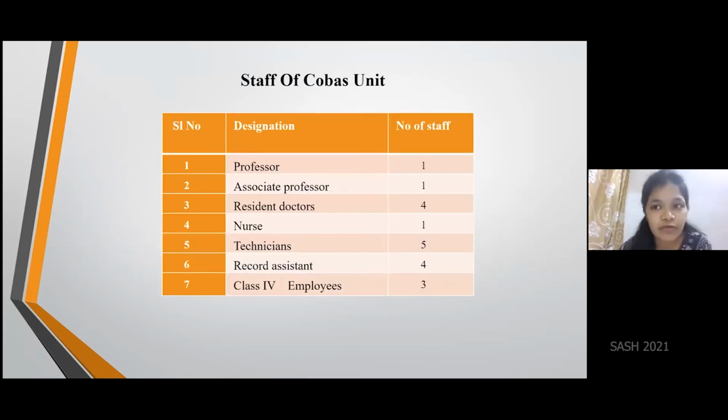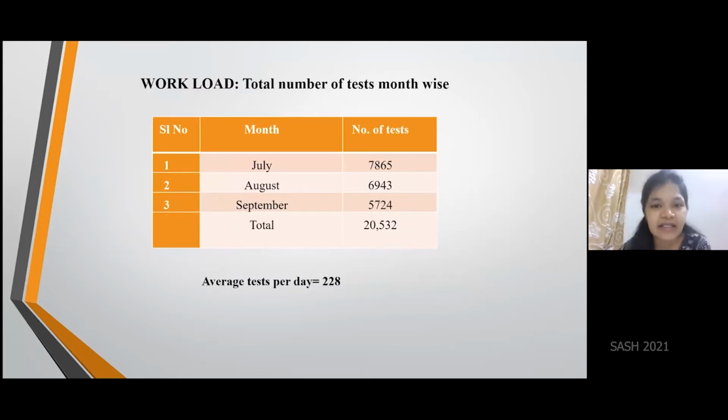Coming to the staffing pattern of the Cobas unit, we have one professor, one associate, four resident doctors, one nurse, and five technicians. Record assistants are four people, and class 4 employees are three. I have calculated the total number of tests carried out in July, which comes out to be 7,000, followed by August with 6,943, and in September it was around 5,724, which comes to a total of 20,532 tests in a period of 3 months. The average tests per day were 228.